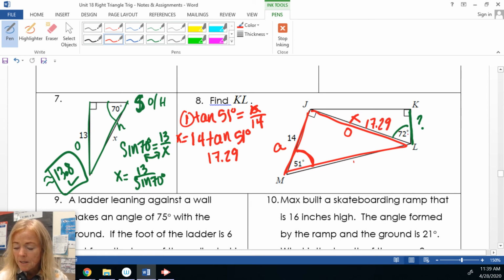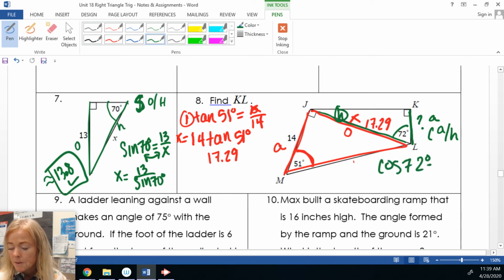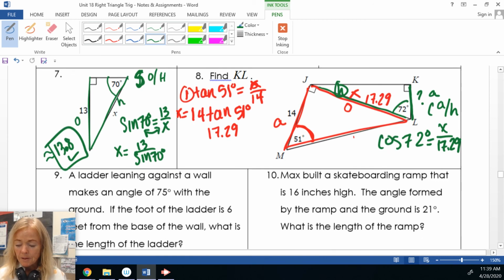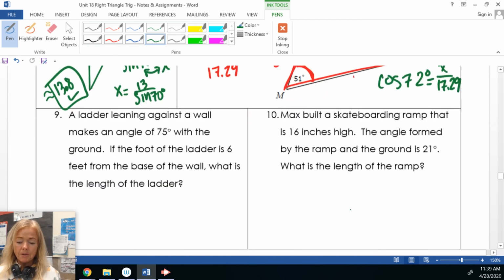And then that is the hypotenuse of the green triangle here. And then we have an adjacent, and that is cosine. Cosine is adjacent divided by hypotenuse. So we'll have cosine 72 is equal to adjacent, which is our x, over hypotenuse 17.29. All right, I'm going to let you finish that. That's not done. You still have to solve for x and put that in your calculator. But I wanted to draw one of these pictures.